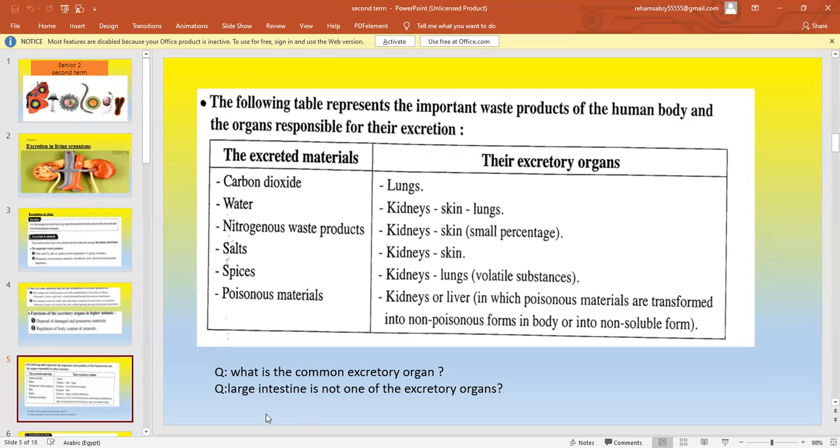Okay, that is question number 2. The large intestine is not one of the excretory organs. Why is the large intestine not one of the excretory organs? Because the products that come out through the large intestine do not pass through the plasma membrane, so I cannot consider them as excretory products. I consider them as wastes only.